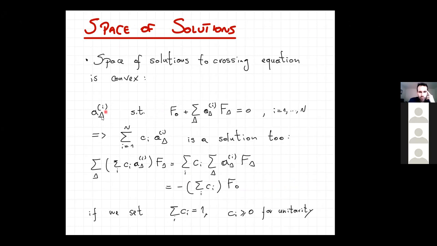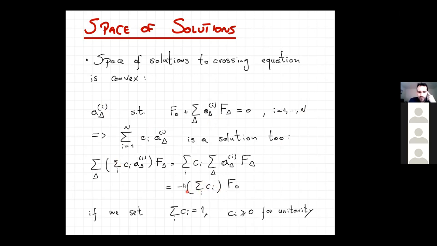So this is easy to see. Suppose that you have some set of OPE coefficients for which this is true. Or you have various solutions labeled by some index i, where i goes from 1 to some n. Then it's easy to see that if you just take the sum of these OPE coefficients, then you will also get a solution. You just use this OPE density here, you swap the sums, and you see that this equation will still be satisfied.